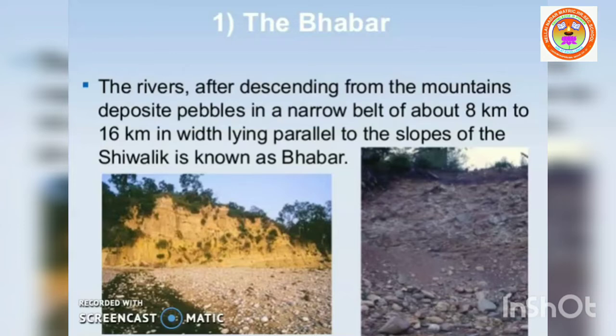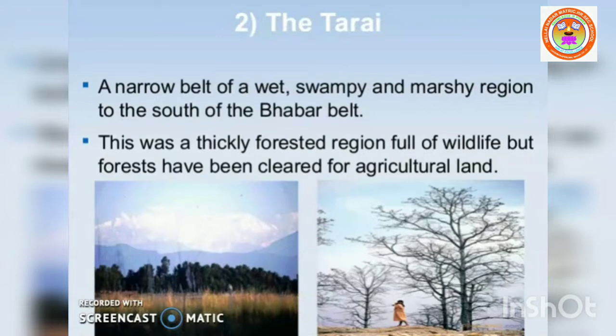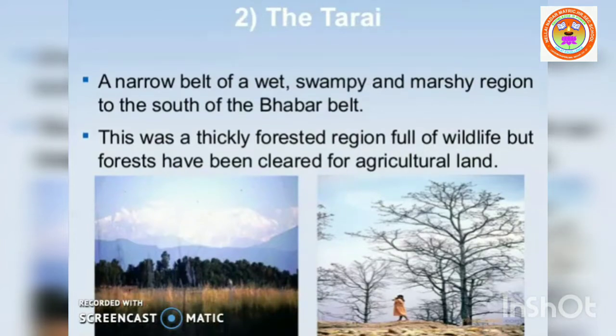Second one is the Tarai Tract. It is a zone of excessive dampness, thick forest, rich in wildlife. This tract lies to the south of the Bhabar Plain. The width of this plain is 15 to 30 km. It is wider in the eastern part, especially in the Brahmaputra valley, due to heavy rainfall. The Tarai forests have been cleared for cultivation, so now it is suitable for agriculture.